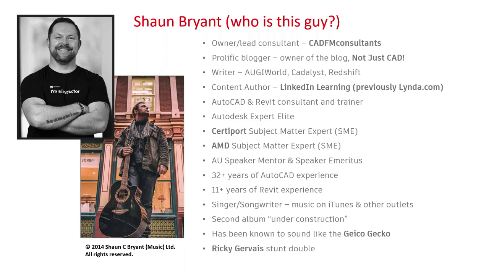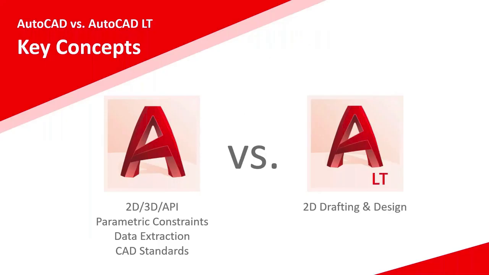So let's jump into the presentation now. The key concepts that we're looking at are AutoCAD, the full AutoCAD versus AutoCAD LT. What you can see on the screen at the moment is a visual comparison as to what you can do with full AutoCAD as against AutoCAD LT. You can see that in the full AutoCAD, we can do 2D, 3D. We've also got the application programming interface in there. We've got parametric constraints, data extraction, and CAD standards. Now, none of those, apart from the 2D, are available in LT, and that's what we're going to discuss today.